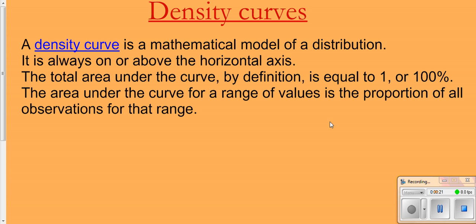Now, a density curve is a mathematical model. It's always on or above the x-axis or horizontal axis. The total area is always 1. So remember that very important total area, always 1. Well, of course, then the area between two values is always going to range somewhere between 0 up to 1, but most of the time somewhere in between there.